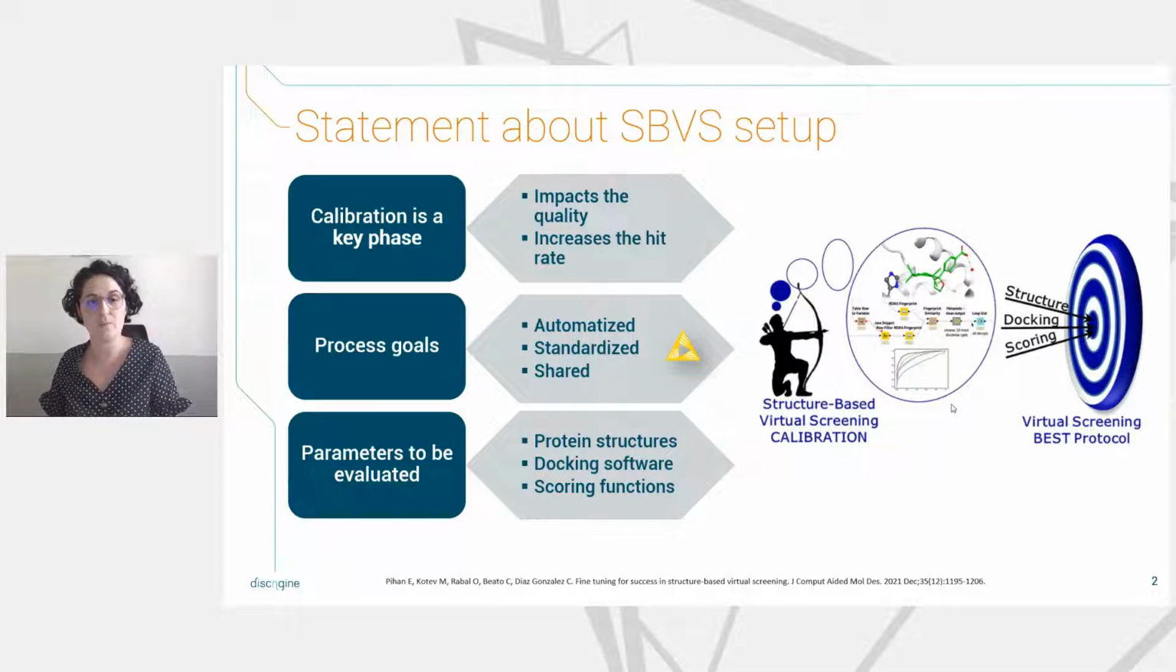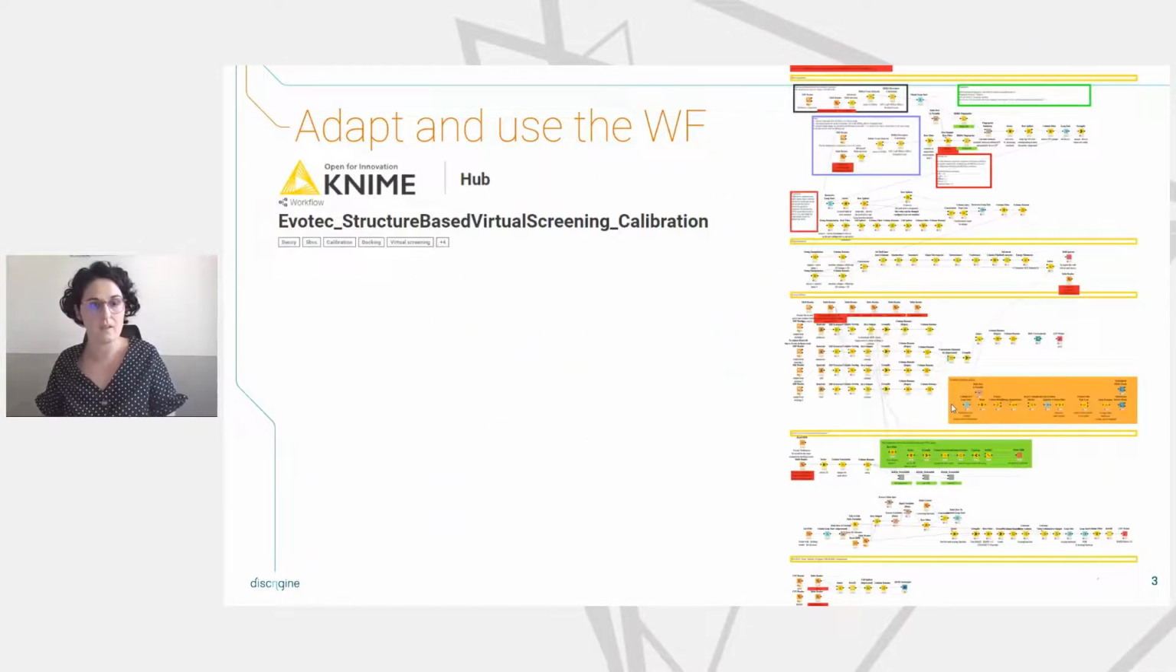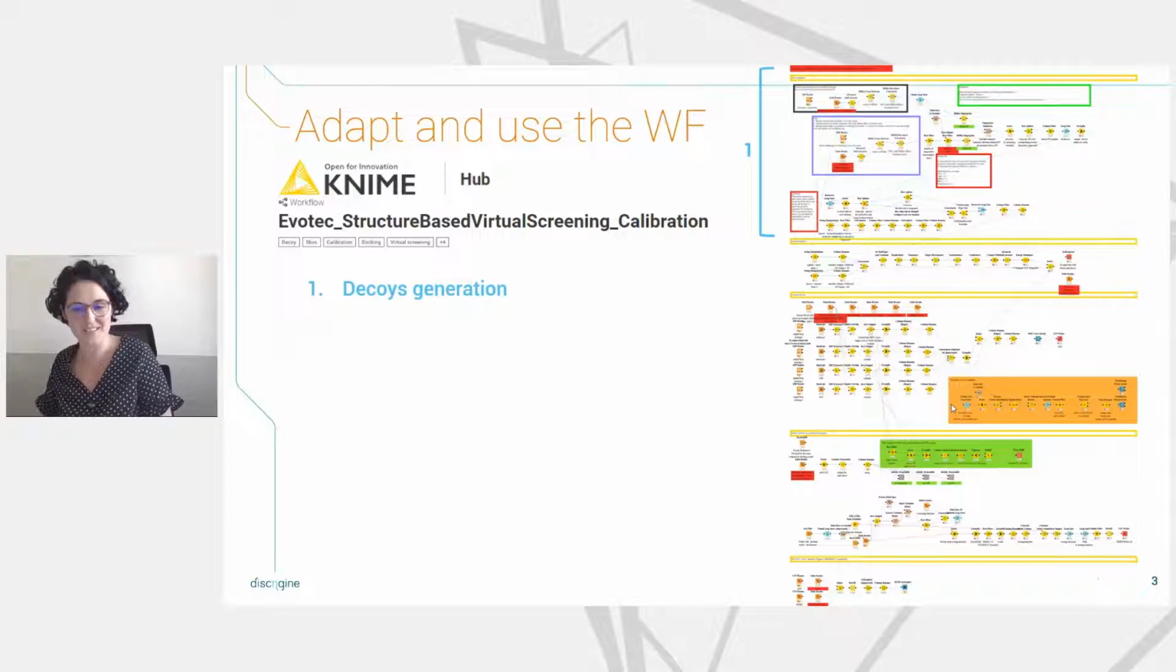This workflow is published on the Hub, and the reference paper is at the bottom of this slide. Here you can see the whole workflow, so you don't need to read it. It's just divided into 4 sections. The first section is about the decoy generation. I will go deeper into it in a few minutes.